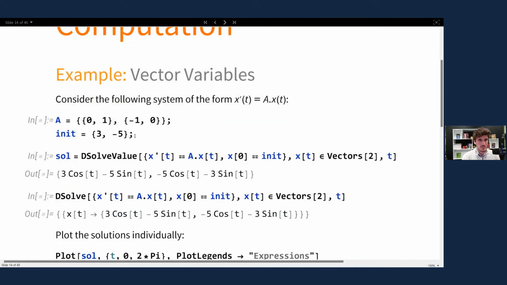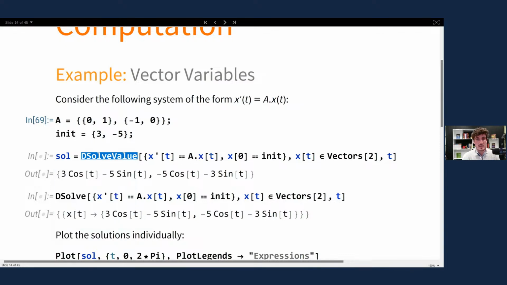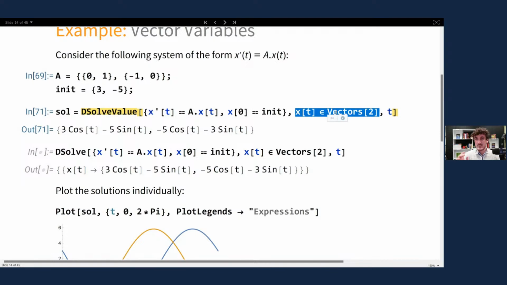Okay, it's a relatively simple example. We've just got a matrix A and some initial conditions here, and then we generate a solution using DSolveValue. This gives the value of the expression determined by a symbolic solution to the ordinary differential equation with independent variable x. Okay, our independent variable is t. We're looking at some time evolution here. So we just solve this, specifying the initial conditions. We're explicitly stating that x of t must belong to Vectors 2, and Vectors 2 represents the domain of dimension 2 vectors. All right.